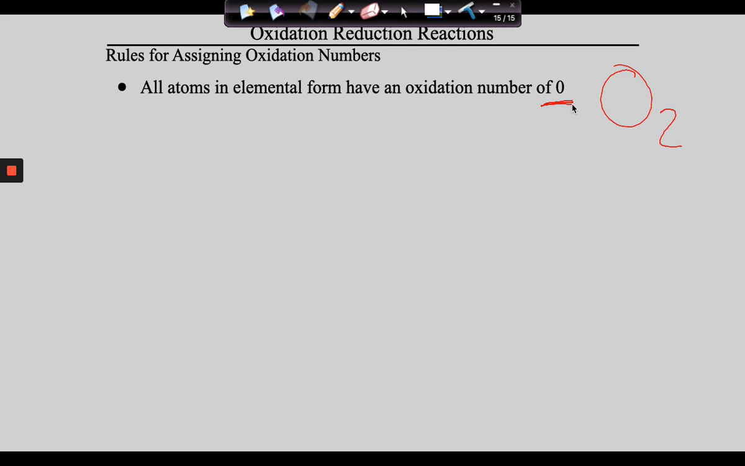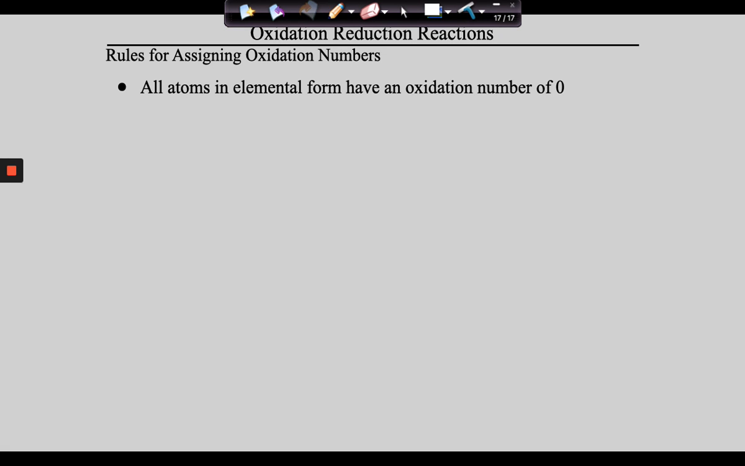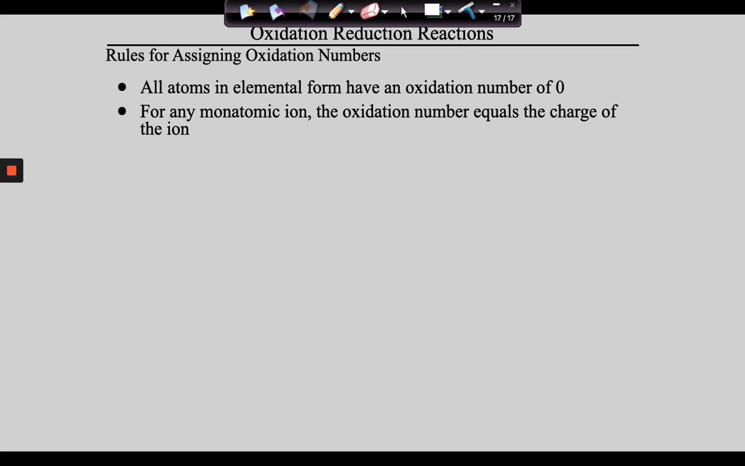Yeah? No, but it's actually not something you write out frequently. You'll be okay. All right, so guys, rule number 2 is this. Rule number 2 is this. For any monatomic ion, the oxidation number is equal to the charge of the ion. And you read that and you go, what the crap does that mean? I'll show you.